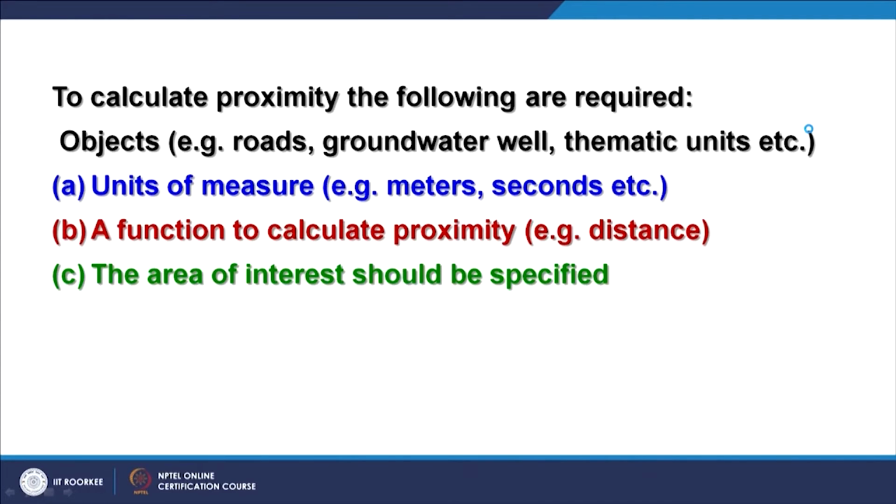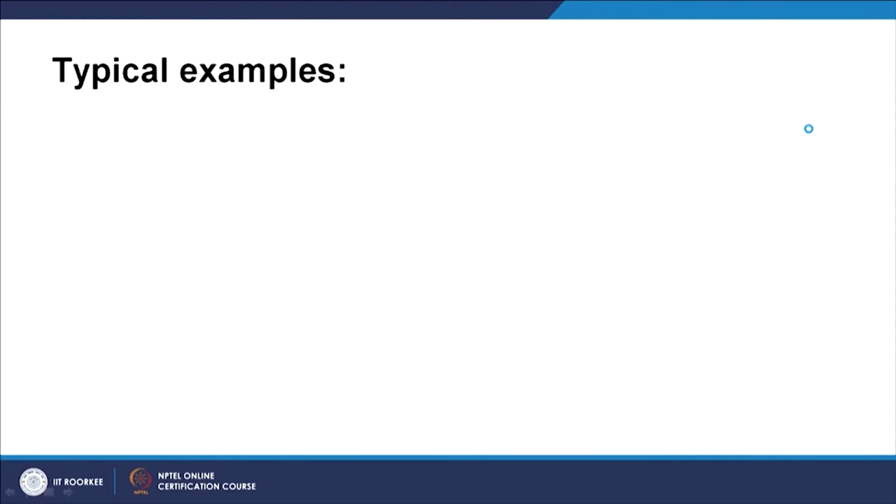And the third one, the area of interest, should be specified, in which area you are going to do the analysis. If I have a complete database, say of Uttarakhand, but I want to perform this analysis only for a small area, then I have to provide that information also. So it would be quicker and easier for me to create such scenarios.